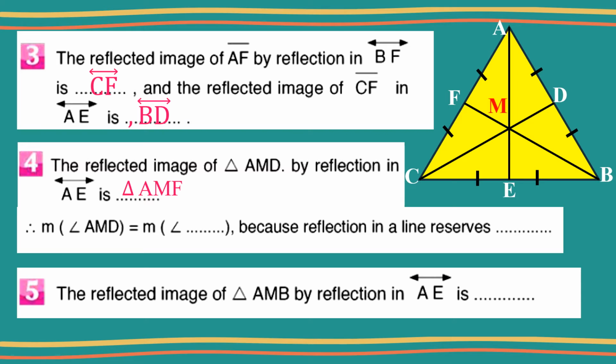The reflected image of triangle AMD by reflection in AE is triangle AMF. Okay, the reflected image of AMD is AMF. Then the measure of angle AMD equals the measure of angle AMF, because the reflection in a line preserves the measure of the angles. Okay, the reflected image of triangle AMB by reflection in AE is triangle AMC.